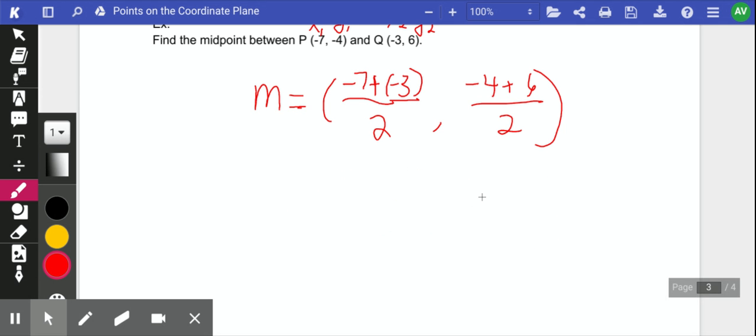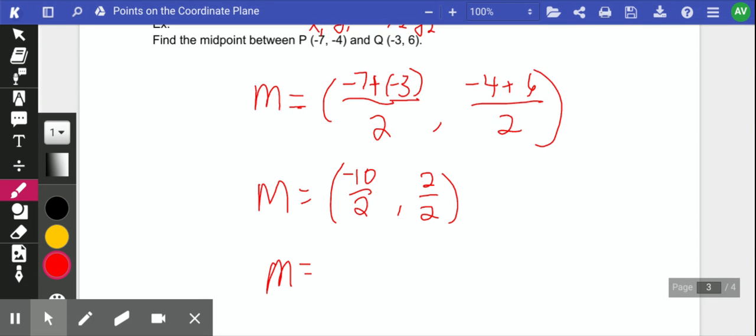Okay, let's see what we get here. -7 plus -3 is -10, so I have -10 over 2, comma, -4 plus 6 is 2, 2 over 2. Okay. -10 divided by 2 is -5. 2 divided by 2 is 1. And there it is. That's the answer.